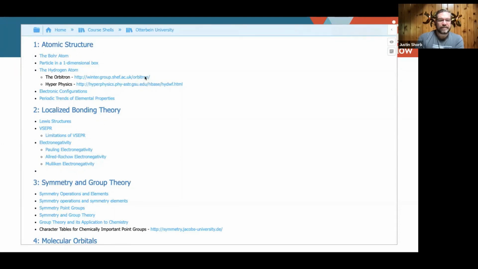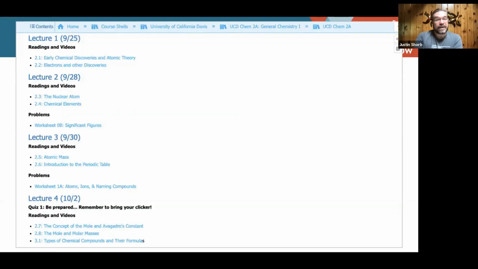And then you can see there's a nice structure. So this is basically, I built a table of contents and it links out there. That's the simplest way to build an online textbook for your course out of LibreText materials. But you could also do like UC Davis did for a while, where you go lecture by lecture.